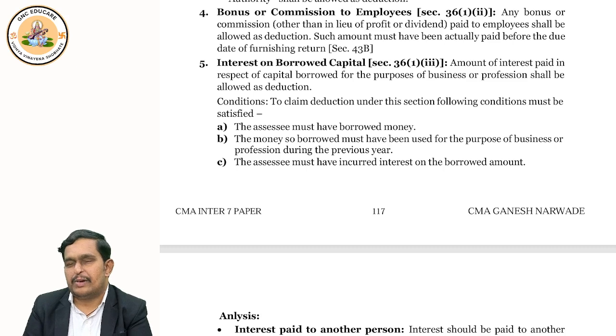You want to purchase some capital equipment. You want to manage operations for some time. You want to invest in research and development. So it must be relating to business. And third one, you should have incurred interest on it. Whether it is due or paid doesn't matter, but you should incur that interest. That's the condition. If you satisfy these 3 conditions, then definitely interest is allowed.